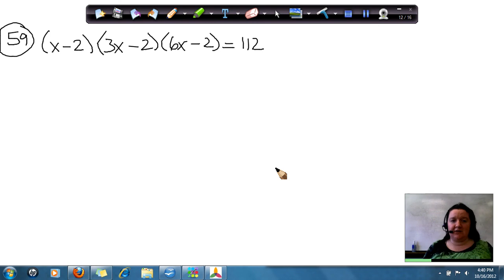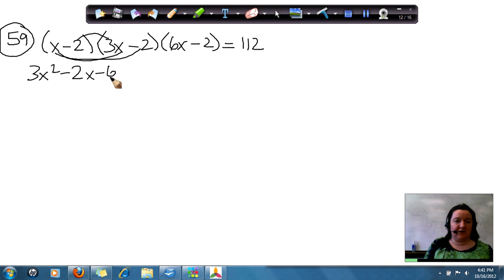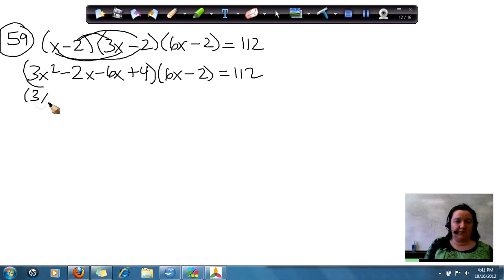So the first thing that I did was think about the fact that I have a 1 to 3 to 6 ratio. And then it had a 1 centimeter thickness, but I have a thickness on each side, so I have to subtract 2 from each of those dimensions. Now I need to FOIL these out. So that's going to give me 3x squared minus 2x minus 6x and then plus 4. Combine my like terms.